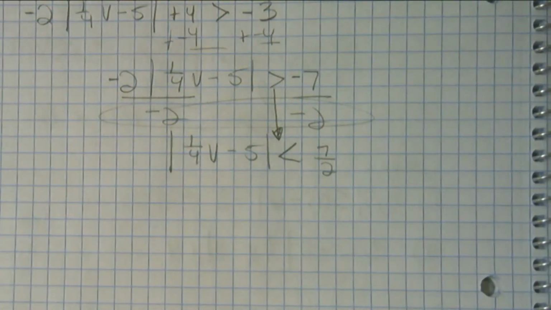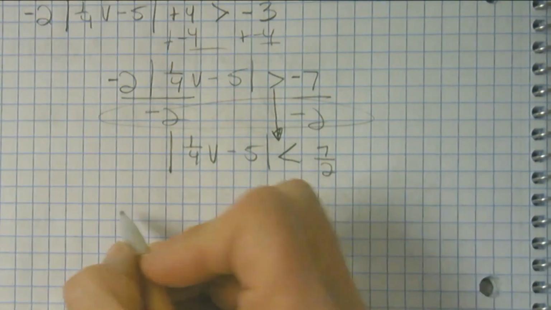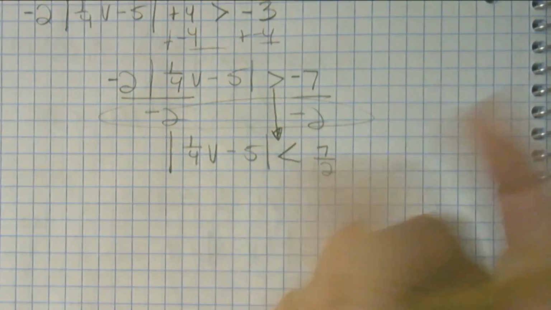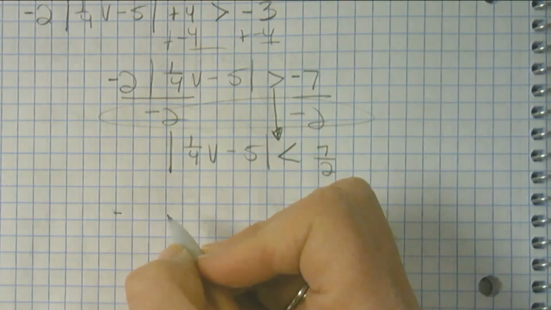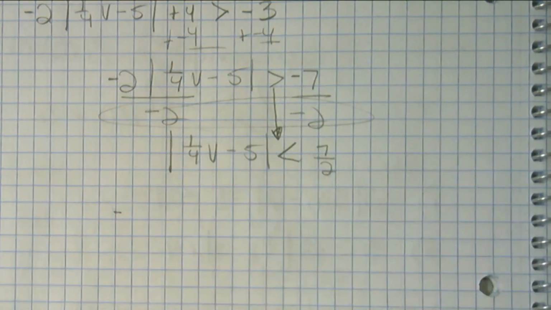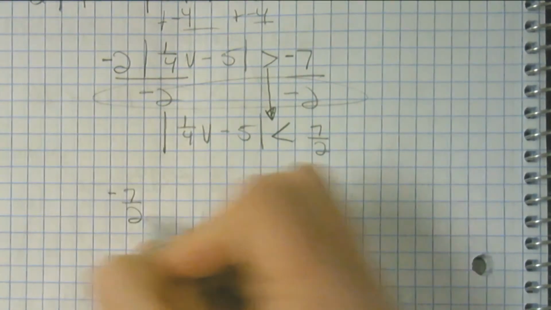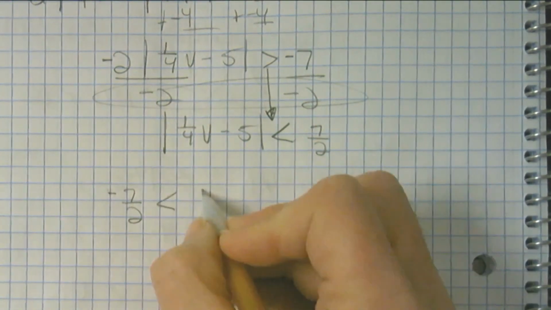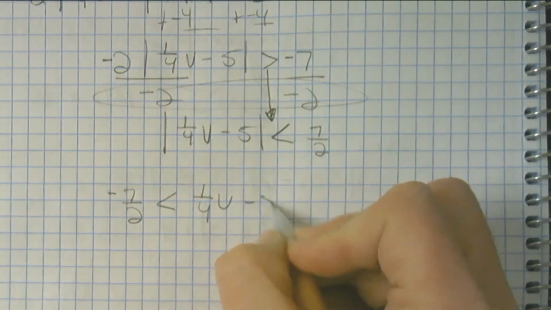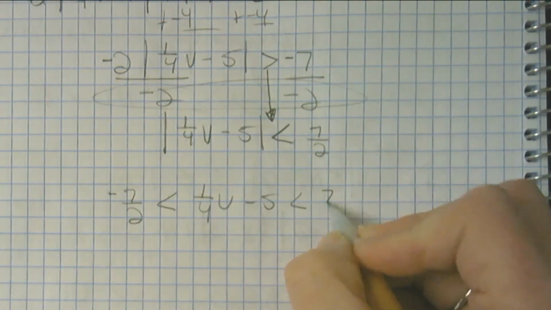Now what? Is this an and or is this an or? Somebody split this for me. Natalie? It's an and, so go ahead and split. So I did -3.5 is less than 1. Oh, dude, I'm working with fractions. Work with fractions. So -7 halves. Yeah, -7 halves is less than 1/4 b minus 5, which is less than 7.